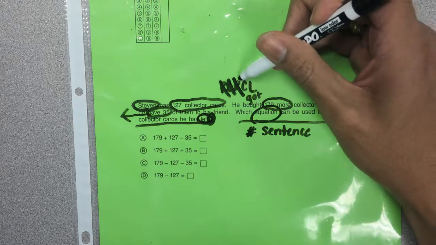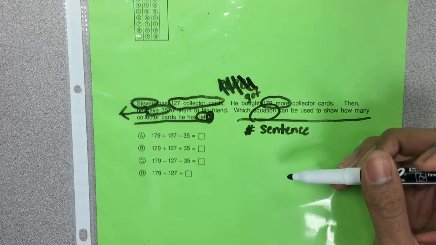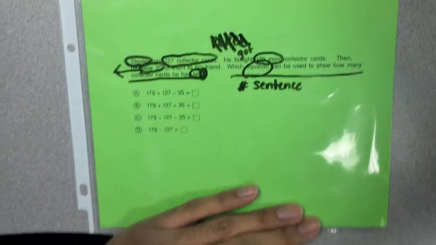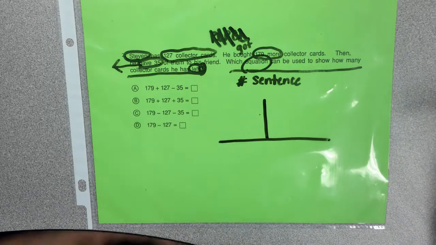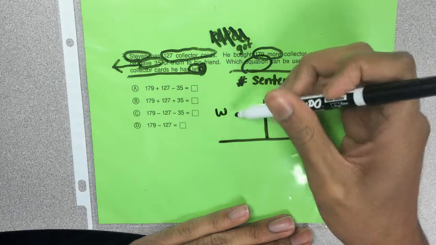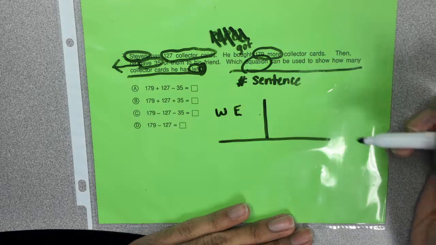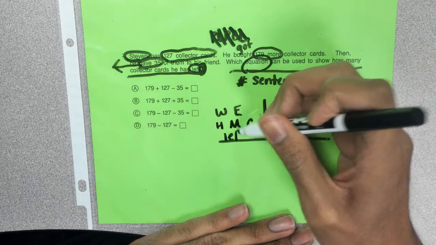So now that we've gotten through circling the clues and labeling, let's figure out what time it is. What time is it? It's 3-step time. So let's draw our 3-step. What are we going to do first in our 3-step? The main idea. It's going to say which equation can show how many cards he has left.